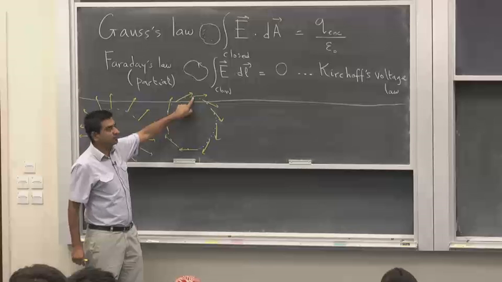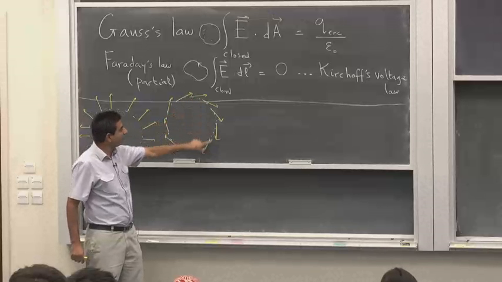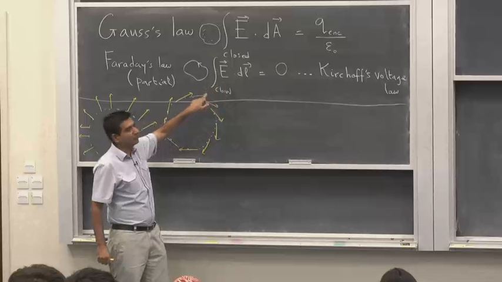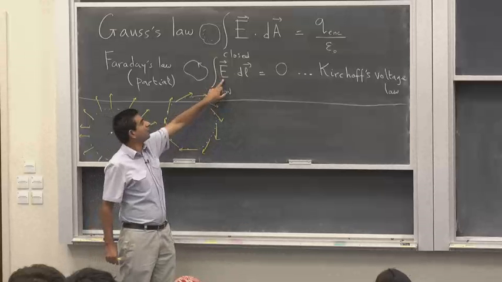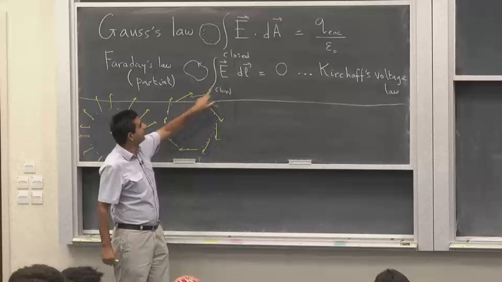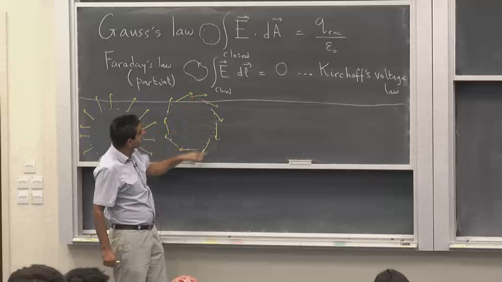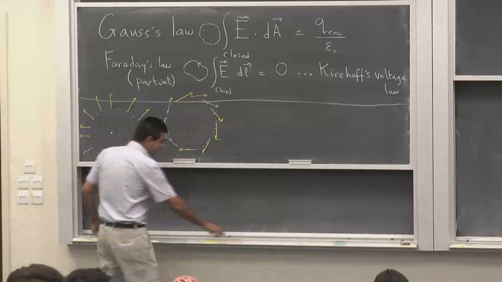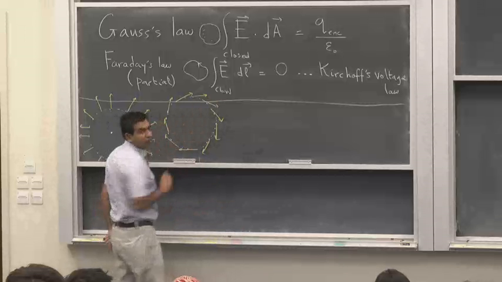If I take this point, it's a circle and I go around this circle, my dl and my electric field are always parallel. So the angle between them is 0. This is a constant electric field, so I take this integral, then I get a positive number. And if I get this positive number, it means that this does not hold true.